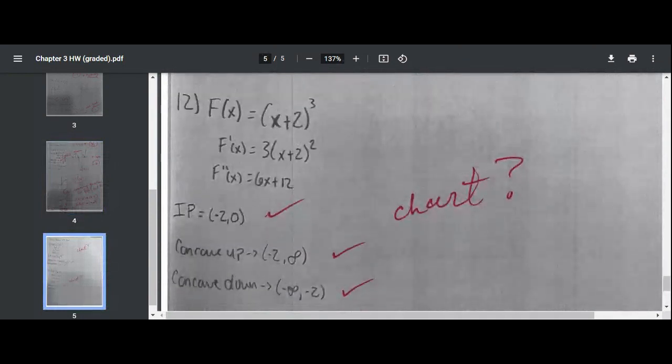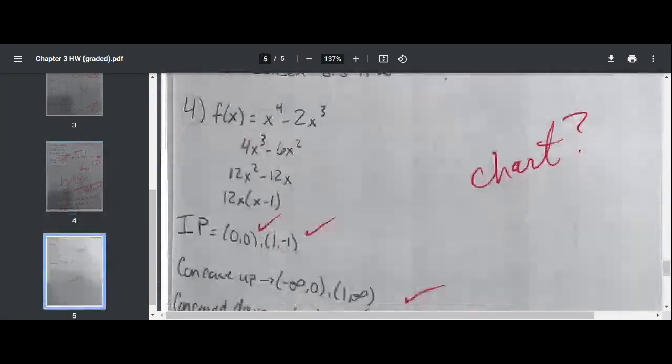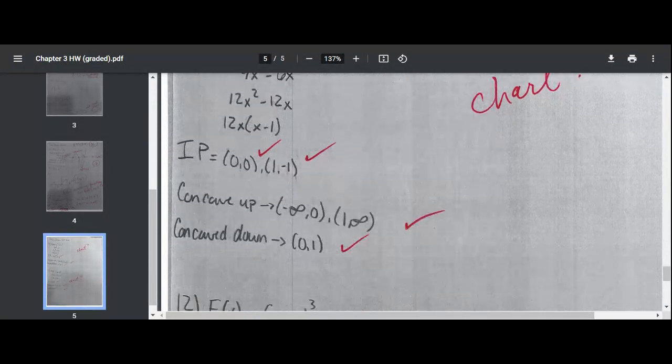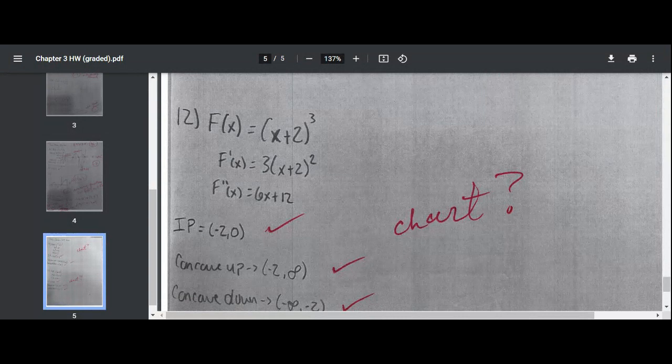So I think I have a video in section 3.4 and 3.5 where I graph a function using the critical numbers based on f prime for increasing, decreasing, and f double prime for concavity. And I'm sure that I'm going to have you graph a function and show where it's increasing, where it's decreasing, where it's concave up, where it's concave down, where the relative maxes and relative mins are, and where the inflection points are. So you have to put it all together to come up with a graph.